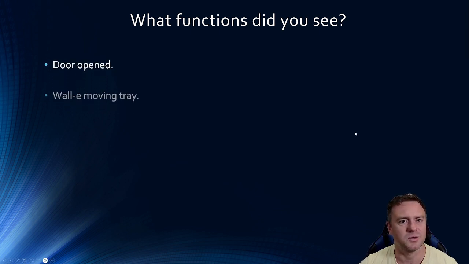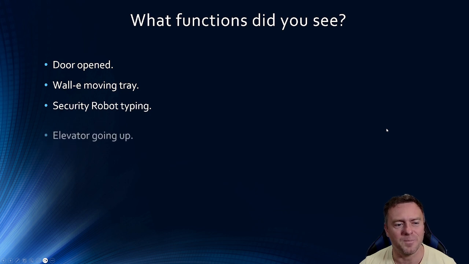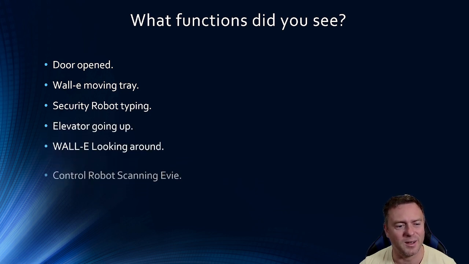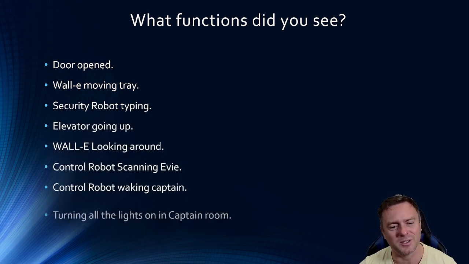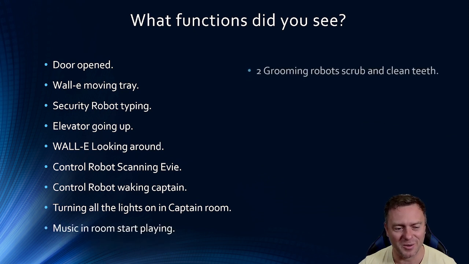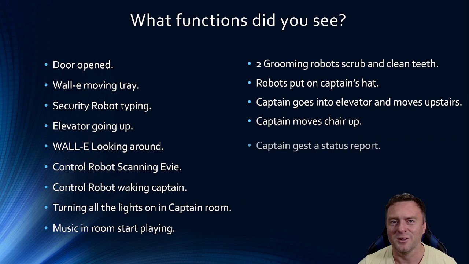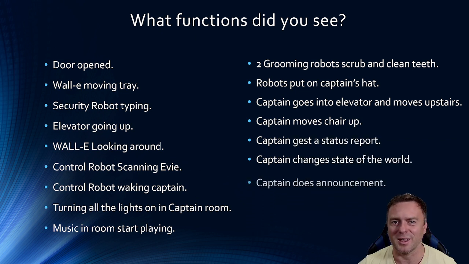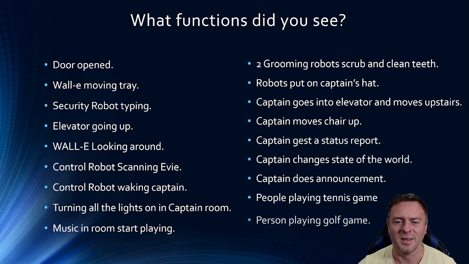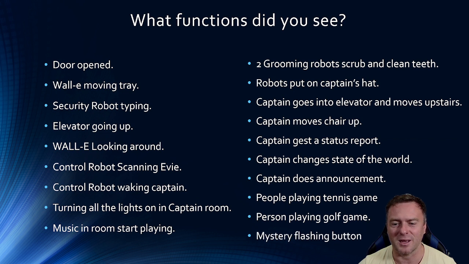So I first saw the door open, Wally moving the tray, security robot typing, elevator going up, Wally looking around, control robot scanning Eve, control robots walking captain, turning on all the lights in the captain's room, music in the room starts playing, 2 grooming robots, the robot puts on the captain's hat, the captain goes to the elevator, captain moves the chair up, gestures status report, changes state of the world, does an announcement, people playing tennis, playing golf, and then the mystery flashing button.